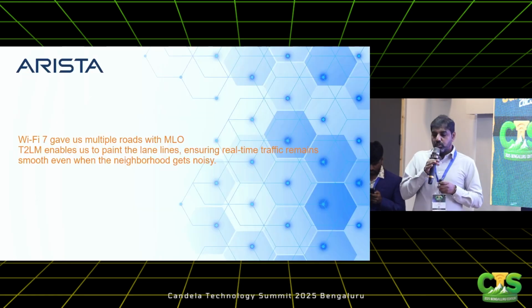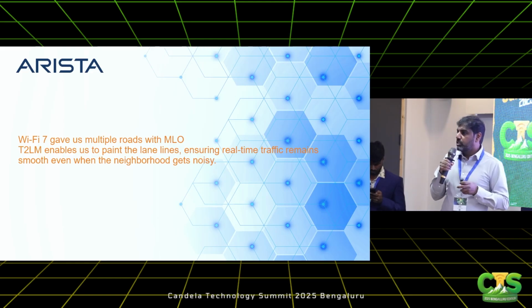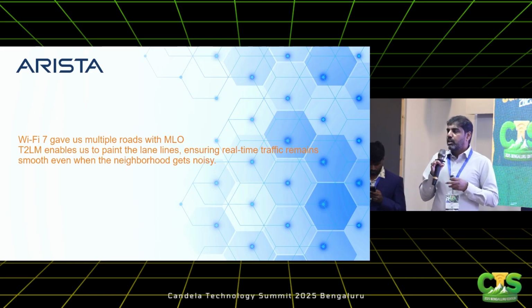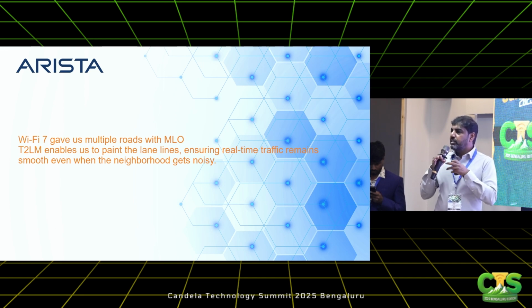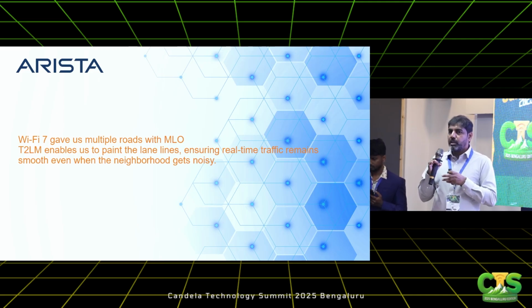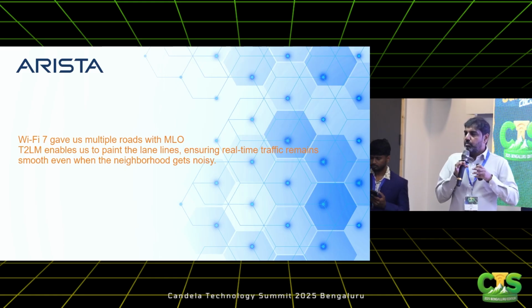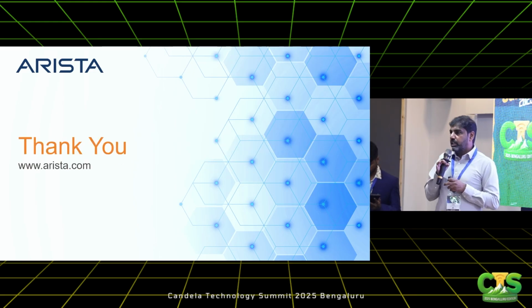So just to conclude, Wi-Fi 7 gave us the multi-road. Think of this as a multi-road with MLO, and T2LM enables us to paint these lane markings so that your high priority traffic such as voice, video, or maybe a Zoom call or MS Teams call basically takes the high priority lane, keeping your other traffic in the low priority link. So with that, I conclude my presentation.